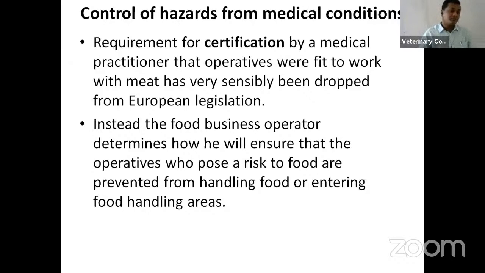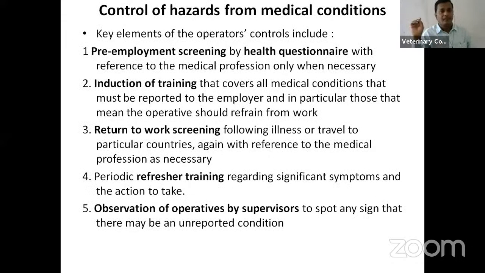That's why there must be a certification system. Certification means they should provide their fitness to work and freedom from food safety hazards in their gut or on the body. The control of hazards has 5 different steps. Number 1: the elements include pre-employment screening using a health questionnaire. Have you suffered from any sore throat, running nose, or open sores, or suffered from salmonellosis, tuberculosis, etc.? The questions are asked.